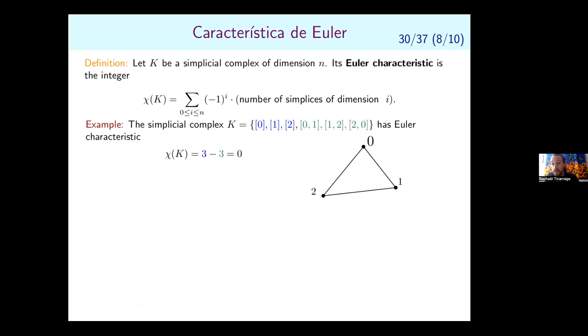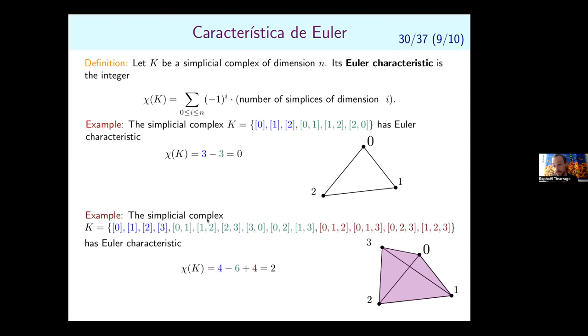Now I can mimic the definition of the Euler characteristic. I will say that the Euler characteristic of a simplicial complex is its number of vertices minus its number of edges plus its number of triangles minus its number of four tuples, etc. For instance, for the circle, the triangle, this is 3 minus 3, 0. For our tetrahedron, this is 2, right? As we've seen at the beginning.